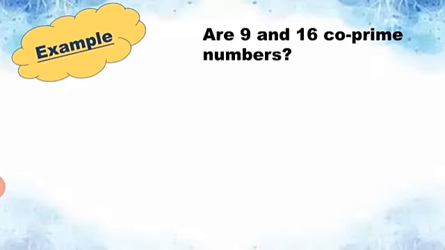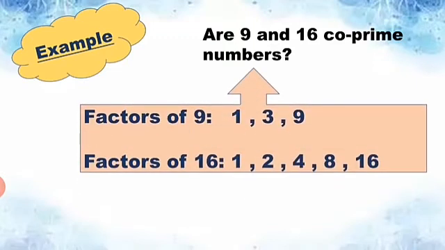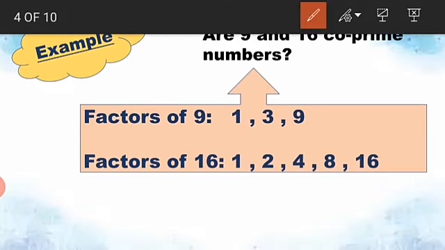So class, to find out whether 9 and 16 are co-prime or not, we have to first write down the factors of both the numbers. Okay. So class, as you already know that every number is the factor of 1 and itself. So 9 is also the factor of 1 and itself. Now class, after 1 we have 2. So as 9 is not the multiple of 2, so 2 is not the factor of 9.